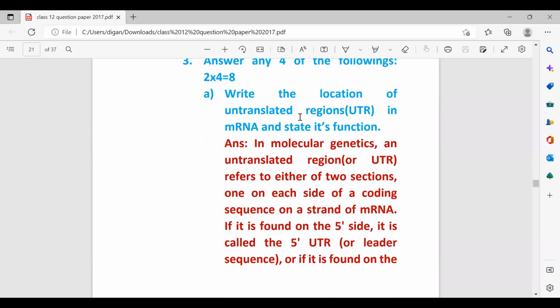Write the location of the UTR in the mRNA and state its function. So this is the location of the UTR. First you have to write that, then you have to write its function. So this is the answer.